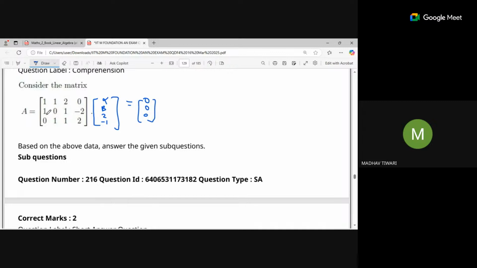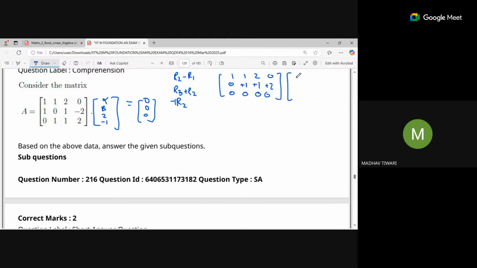Or simply you can reduce it first, before solving. If I do R2 minus R1, I will get 1 1 2 0. Here I will get 0 minus 1 minus 1 minus 2, and 0 1 1 2. If I do R3 plus R2, it will become 0 0 0 0, and if I multiply R2 by minus 1, it will be plus 1. So I got this equation.